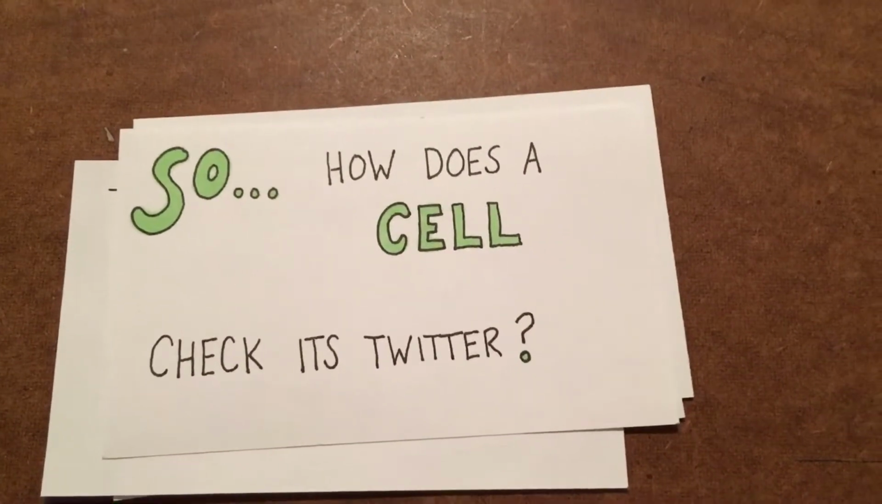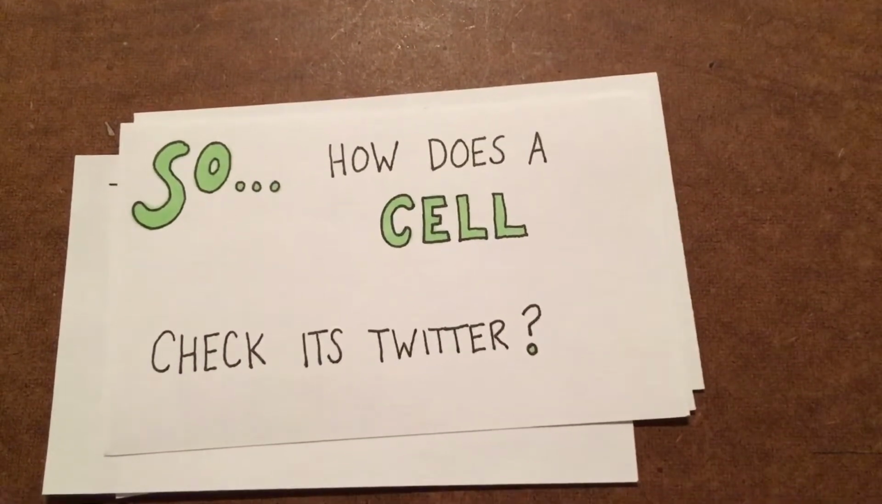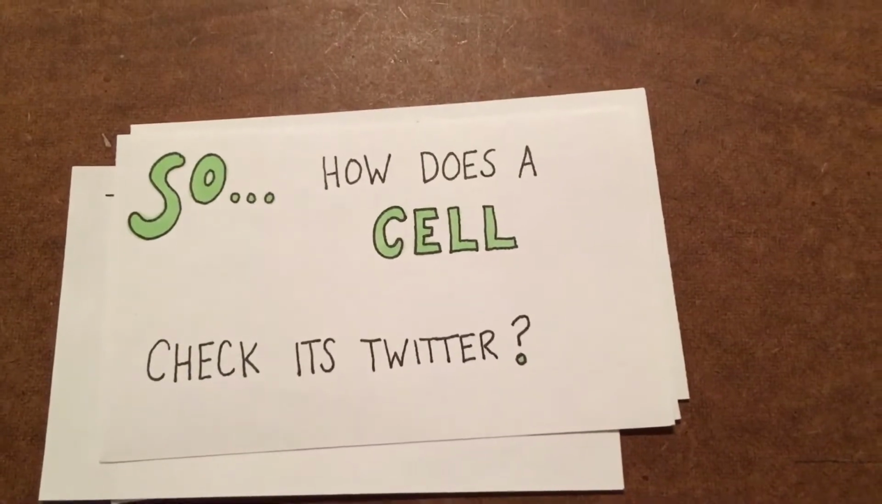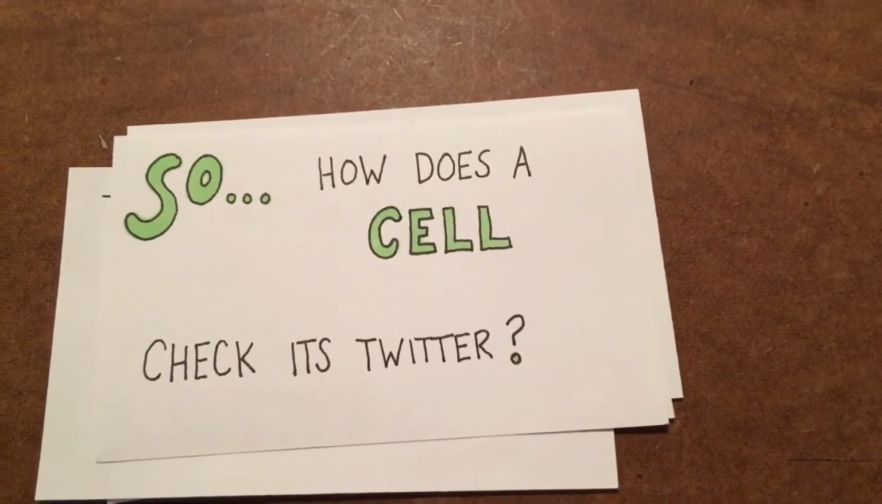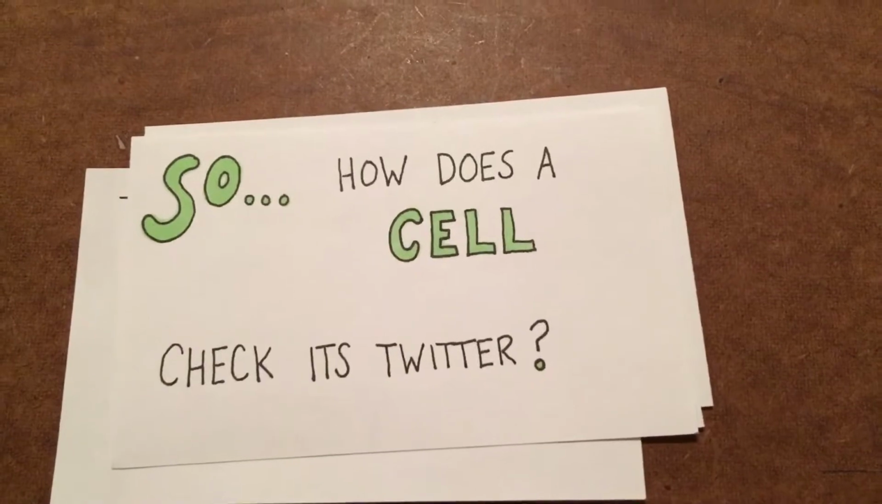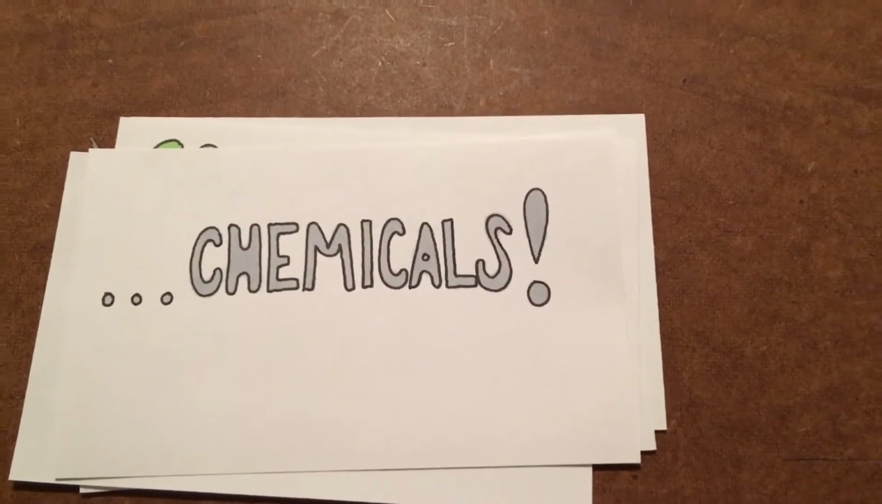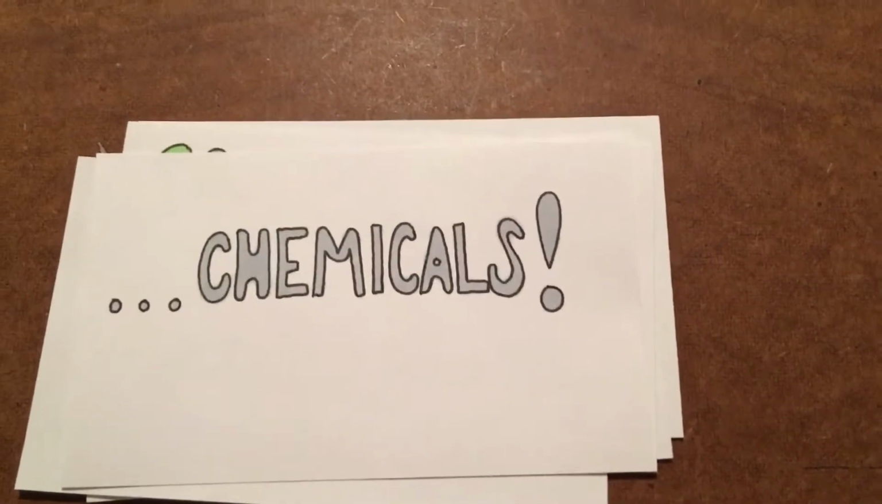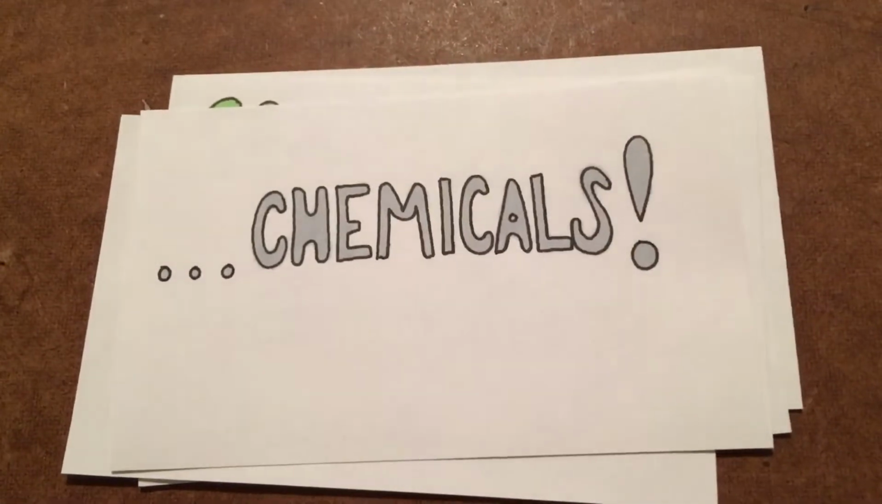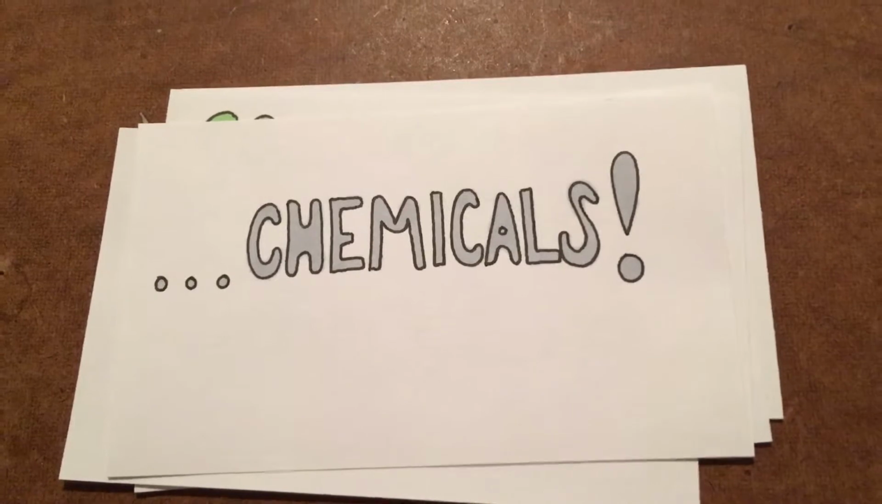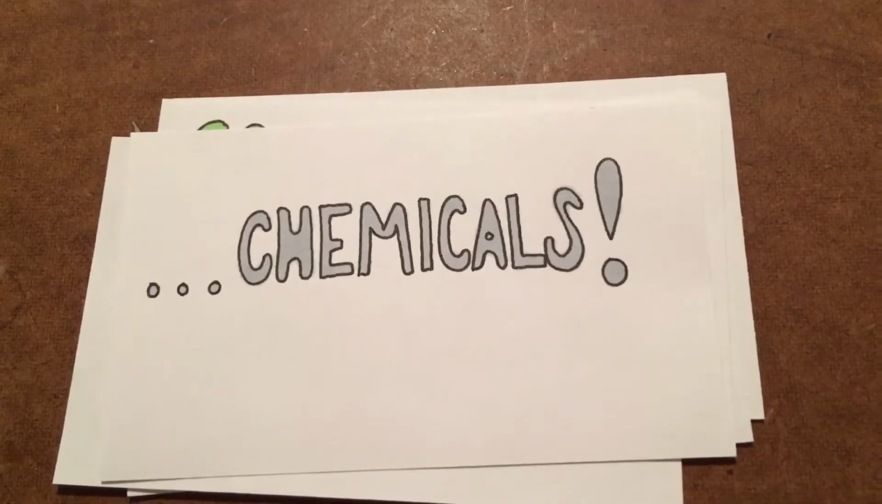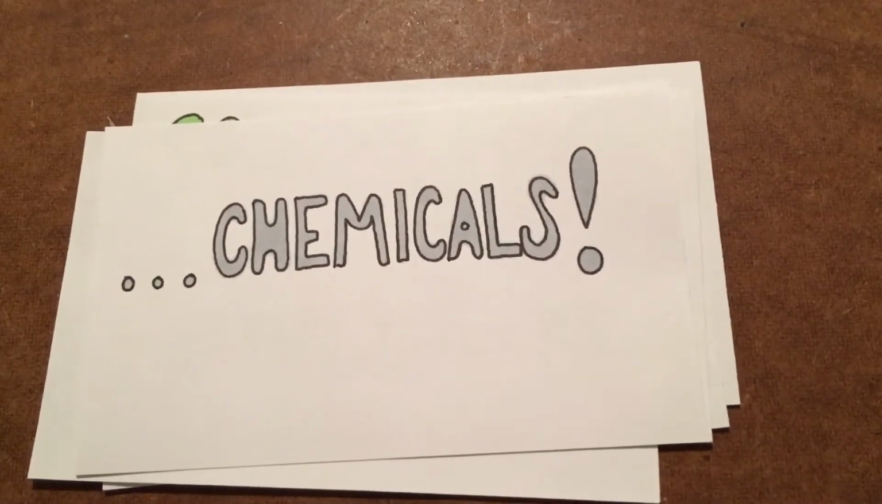So, how does a cell check its Twitter? That was a lame joke. Anyway, how does a cell figure out what's going on around it so it can decide what to do inside it? And the answer is chemicals. I don't mean chemicals in the sense of pesticides and food coloring. In your body, pretty much everything is a chemical. Get used to the word because it's a good one.